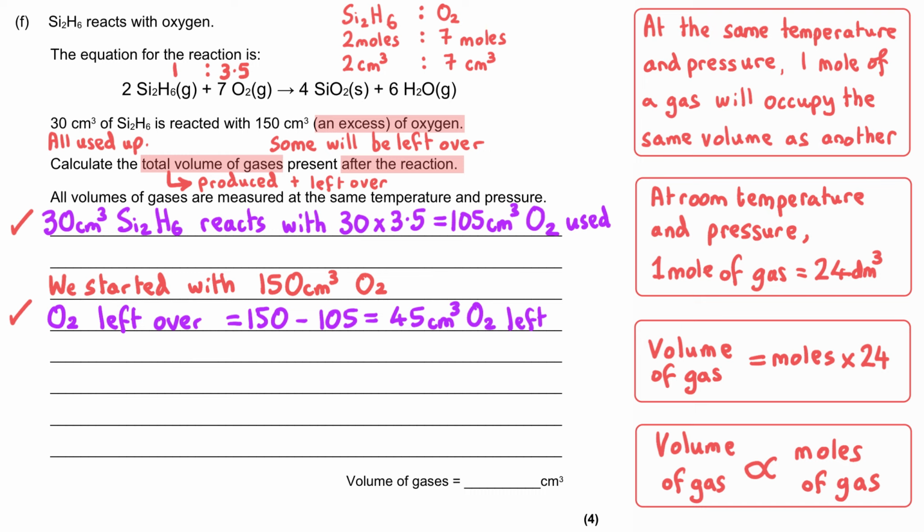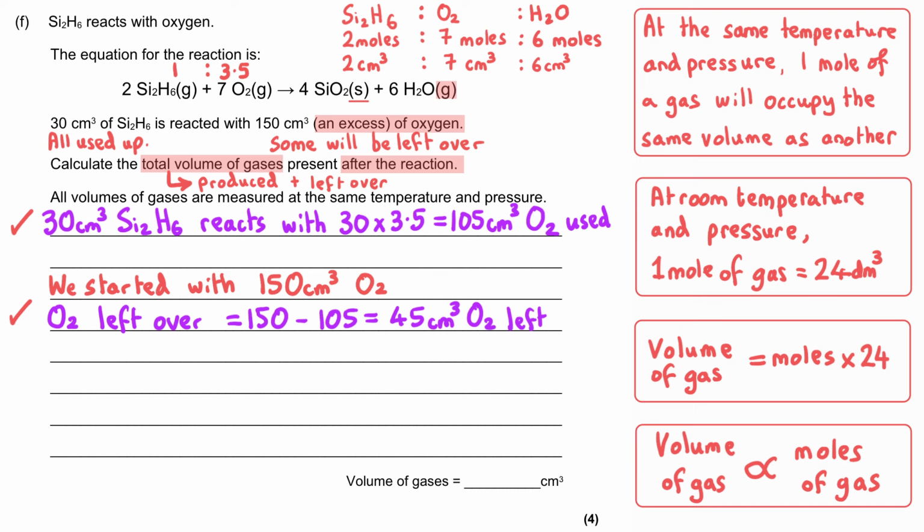To work out the volume of gas produced, we need to look at our 2 products. The water is shown as being a gas, and the SiO2 is shown as being a solid. And so that means we can ignore the silicon dioxide from now on, because we are only concerned with the products that are gases. And water has a 6 in front of it in the equation. So that means 2 moles of Si2H6 would produce 6 moles of water, or 2 cm cubed of Si2H6 would produce 6 cm cubed of water.